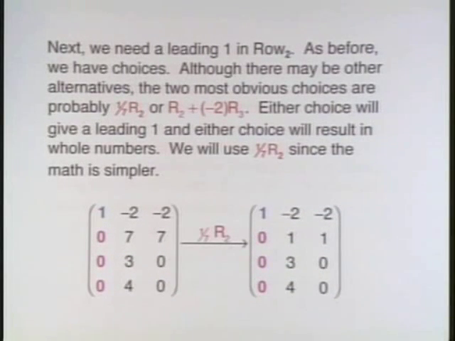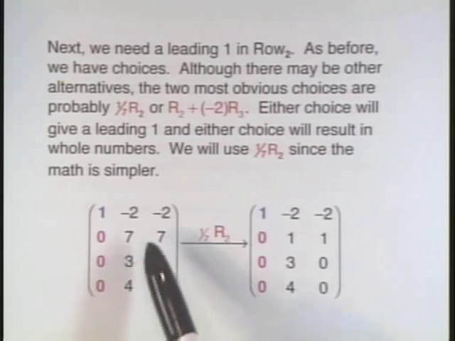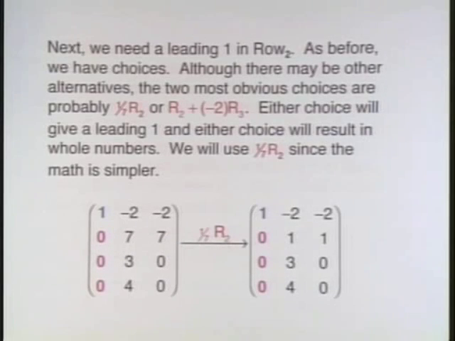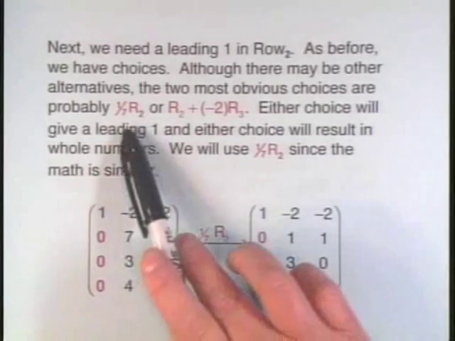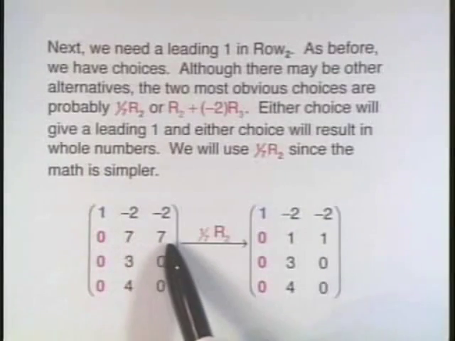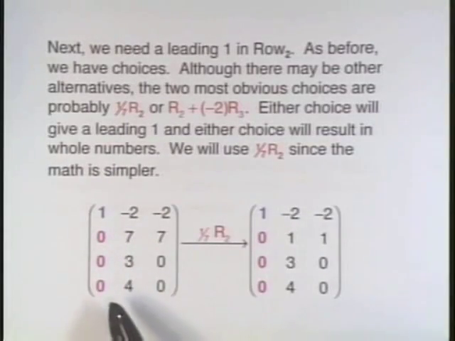Next, we need a leading 1 in row 2. Right now we have a leading 7. As before, you have choices. Although there may be other alternatives, the 2 most obvious choices are probably 1/7 times row 2, just multiplying row 2 by 1/7, or row 2 plus negative 2 times row 3 and replace row 2. Either choice will give you a leading 1, and either choice will result in whole numbers.